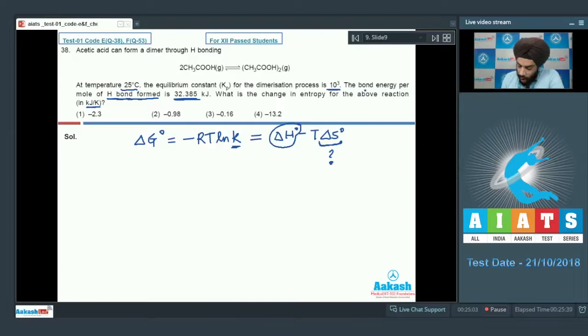It is given that the bond energy per mole of H bond formed is 32.385 kilojoule, which means that if we have to break one H bond, we have to supply this much amount of energy. So if we talk about the formation of the H bond, it is going to have a negative value of this value, and there are a total of 2 hydrogen bonds being formed in the molecule. So the value of delta H shall be equal to minus 2 times 32.385. So this value will simplify to minus 64.77 kilojoule.